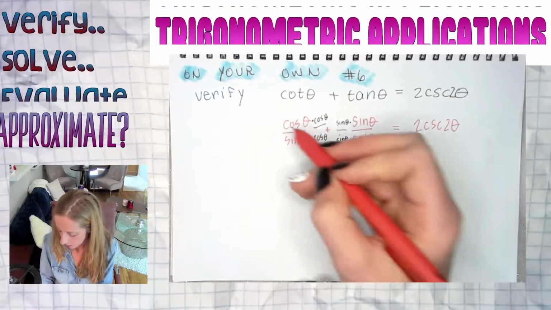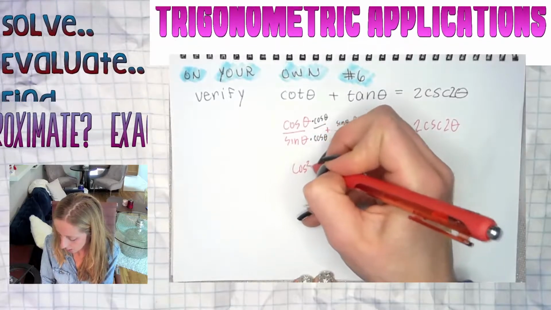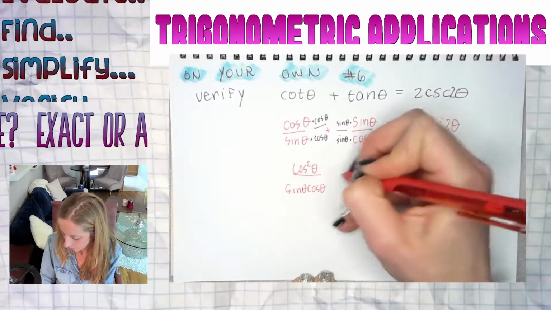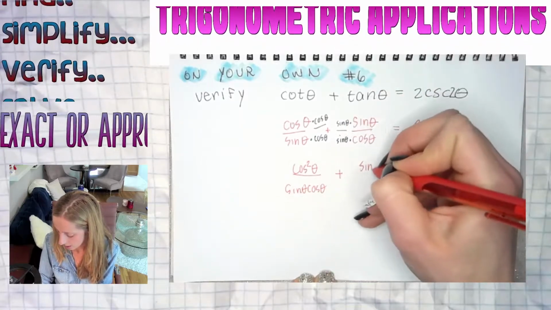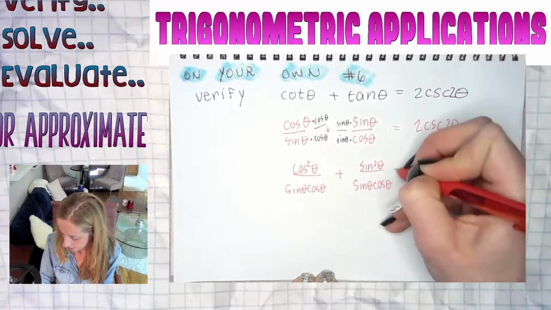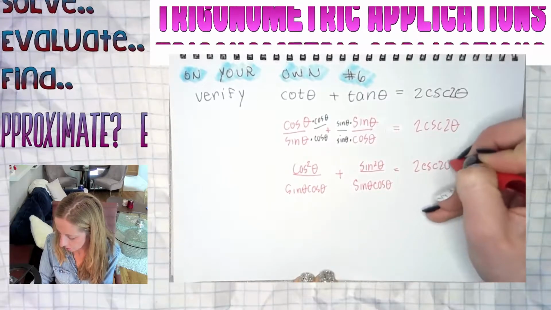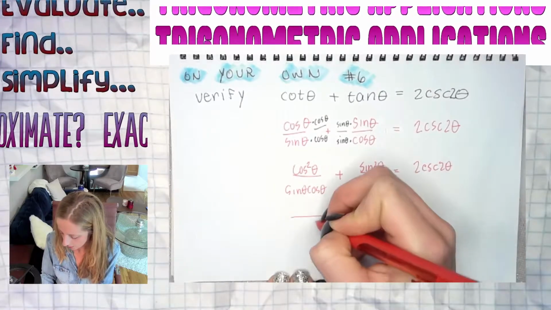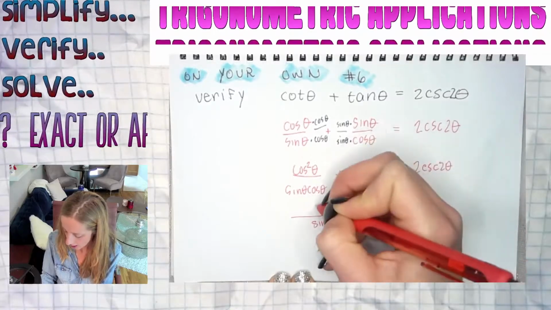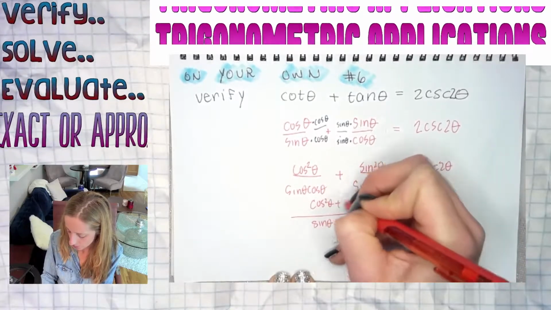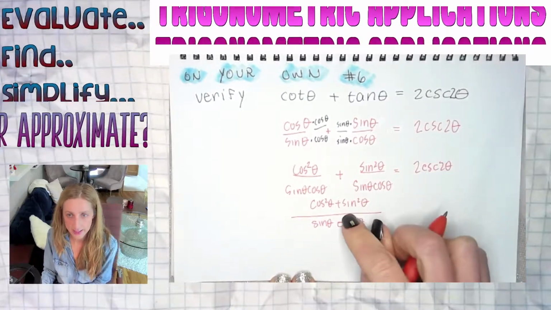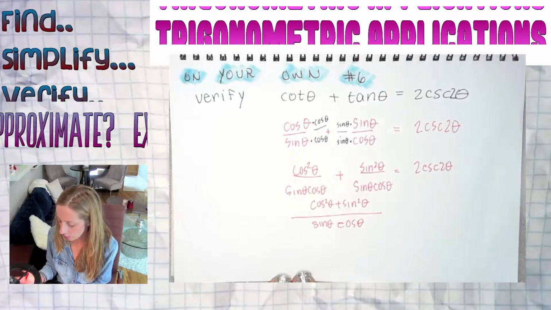Next step. This will become cosine squared theta over sine theta cosine theta, plus sine squared theta over sine theta cosine theta, still equals 2 cosecant 2 theta. Now, they have a common denominator, which is sine theta cosine theta. On top, I have cosine squared theta plus sine squared theta. I just showed you at the beginning of this video that we're going to use that Pythagorean identity. It's written the other way, but addition is commutative. It's all good.